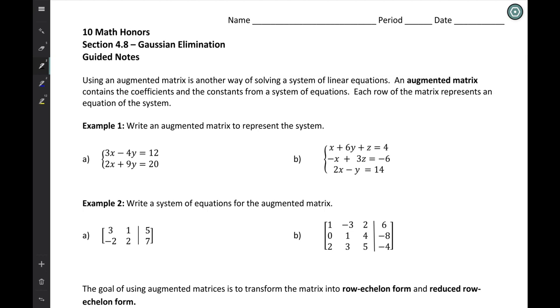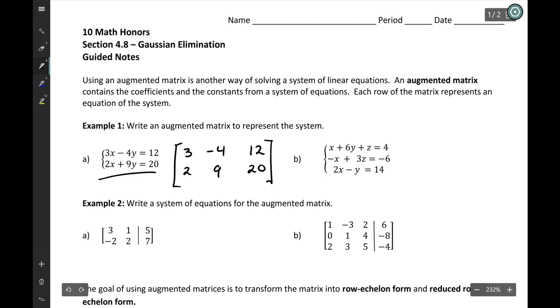So each row in our matrix represents an equation of the system. Write an augmented matrix to represent the system. Given this system here, let's turn it into an augmented matrix. It's real easy. Write your matrix bar, and you got 3, -4, 12. And then we have 2, 9, 20. And then you just draw a bar like that to separate your coefficients and variables from the answers, or solutions, by themselves. You can do this with 3 by 3 as well.